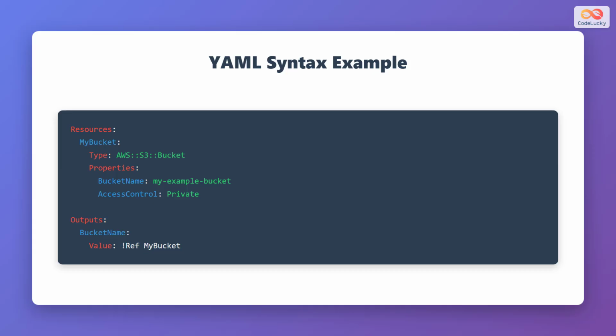Here's an example of YAML syntax for a CloudFormation template. The resources section defines a resource called myBucket. Its type is AWS S3 bucket, which tells CloudFormation to create an S3 bucket. The properties section specifies the bucket name as my-example bucket and sets the access control to private. The output section defines an output called bucket name, whose value references the myBucket resource using the !Ref intrinsic function. Notice how clean and readable YAML is, with minimal punctuation and clear indentation.